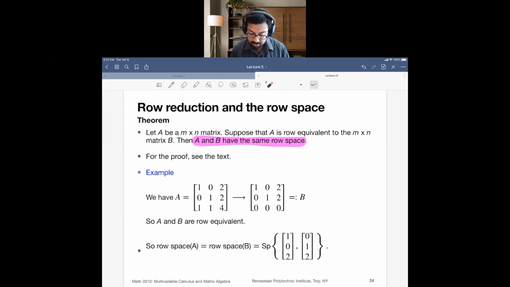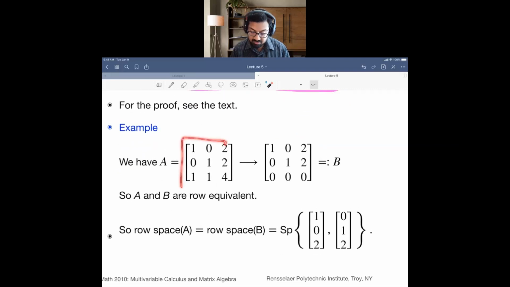Let's do an example here quickly. If you have a matrix A, consider it to be that. If you do all the row reductions, you get this, right? So this is the row equivalent matrix to A, and we are defining that to be B. So this essentially means, based on the theorem, the row space of A should equal the row space of B. What is the row space of A? Well, the row space of A is going to be the span of 3 vectors.